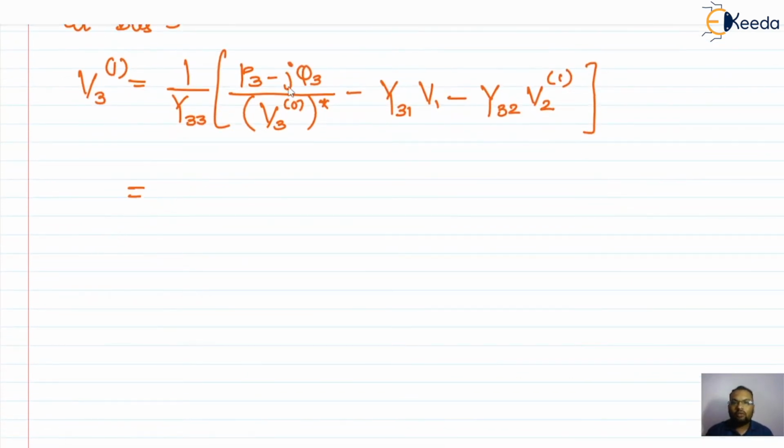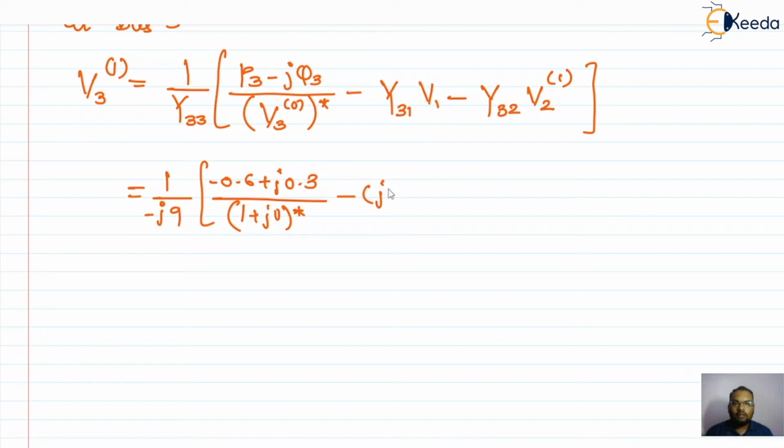Okay, if I put the values of all these things, just see how we will get this. Y33 is nothing but minus j9. P3 is minus 0.6. Q3 is minus 0.3, so that minus and this minus will become plus 0.3 here. Divided by V3, this is the assumed value, 1 plus j0, and we have to take the conjugate of that. Minus Y31, it is j4, times V1, it is fixed, 1.0 plus j0. Then Y23 is j5. I'll write these terms on the next line because space is not there. So the next term is j5, that is this Y32.